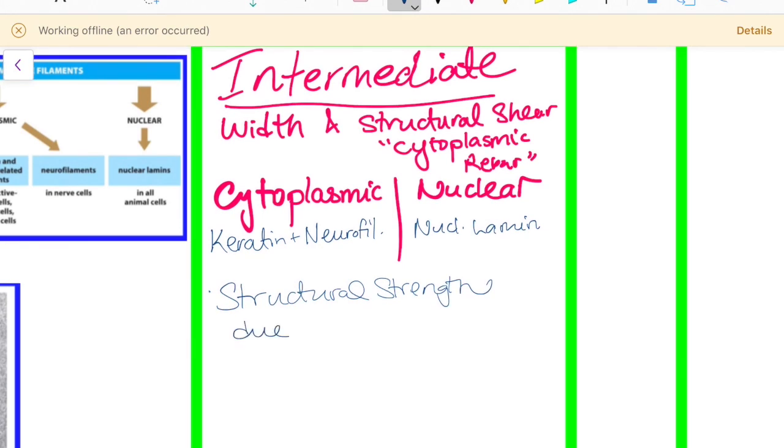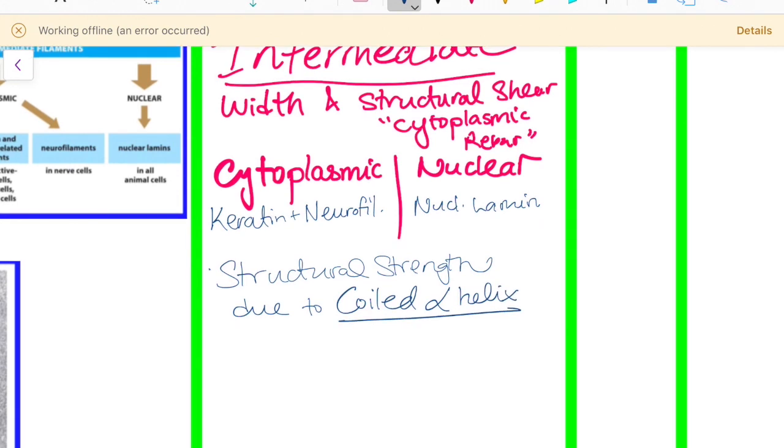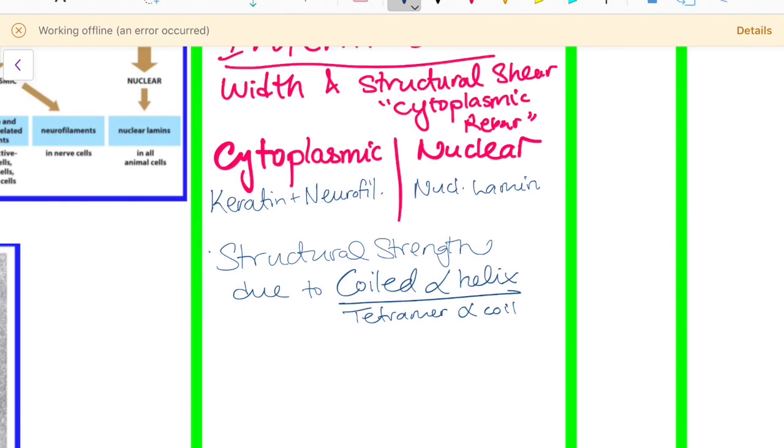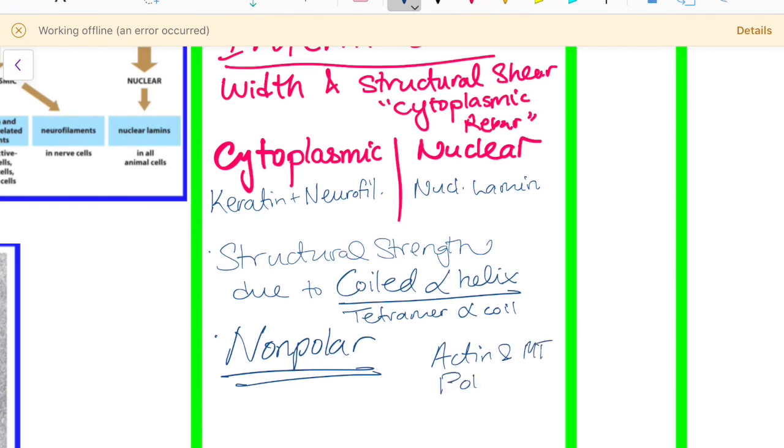This is due to the structure of the intermediate filament, which is a coiled alpha helix. So it is a tetramer of an alpha coil, basically. Unlike actin, which was a two-strand repeat but was also polar, intermediate is non-polar, whereas actin and microtubule both are polar.